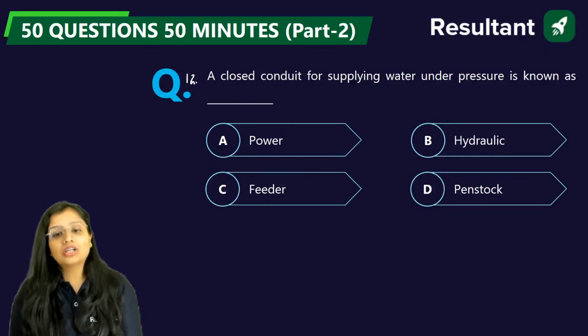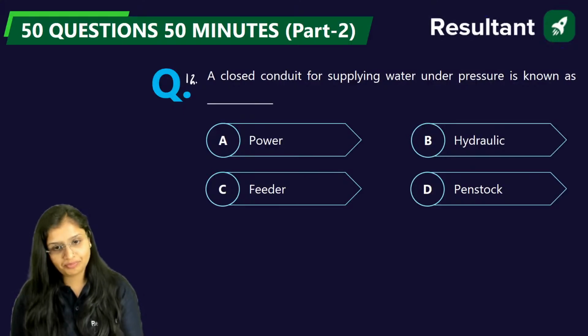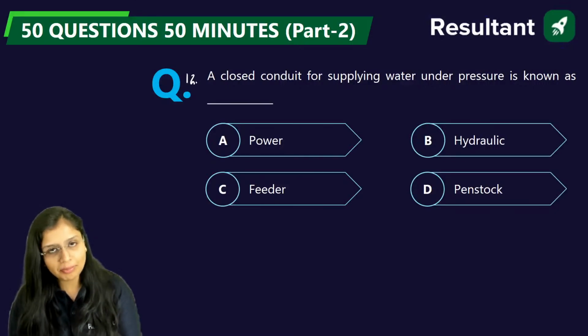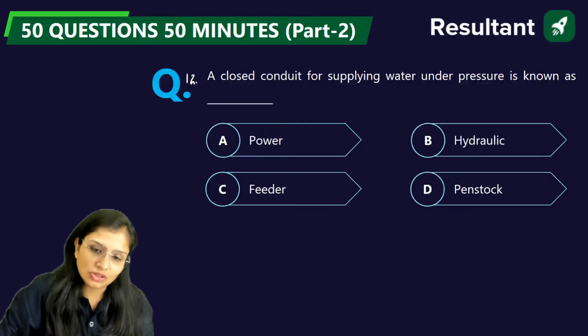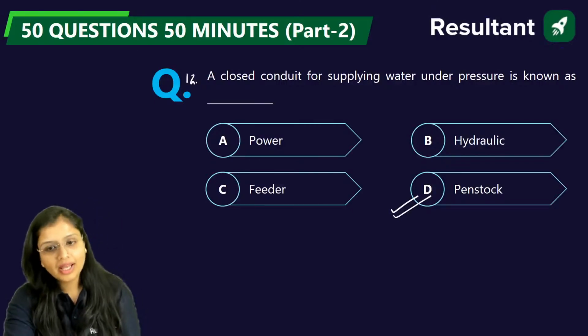Now, moving to question number 12. A closed conduit for supplying water under pressure. Conduit is basically a pipe, a larger pipe which we use for supplying water under pressure. That is penstock. Clear? Okay. Next question.